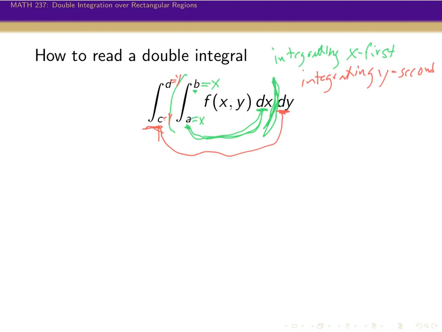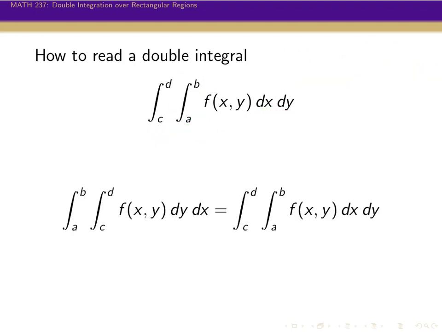For rectangles, the order in which you do these doesn't matter. In fact, you can just flip them, so long as you're flipping both the integrals and the measures on the other side. What I mean by that is, dy is matching up with the inner integral going from c to d. So c and d are in terms of y. And then the outer integral is matching up with the outer dx, so the x values are going from a to b.